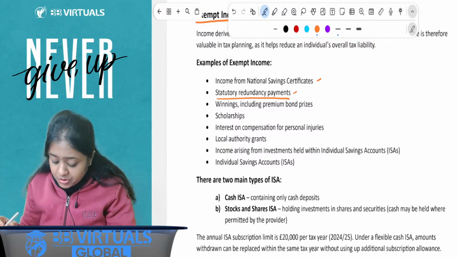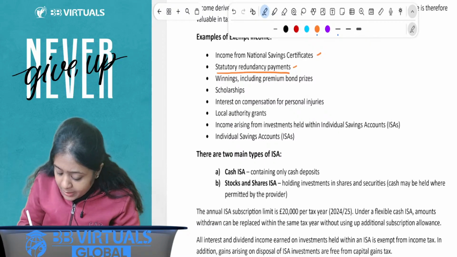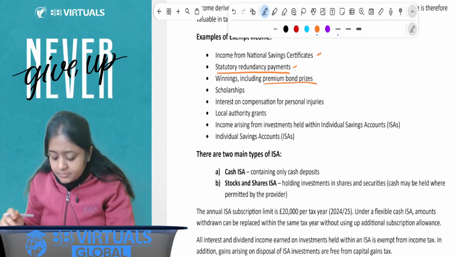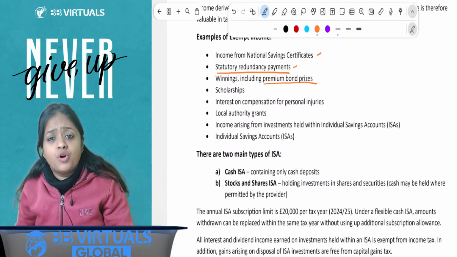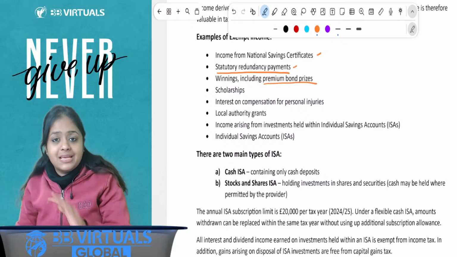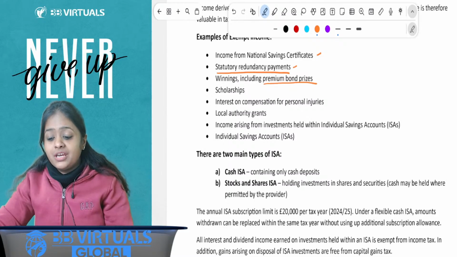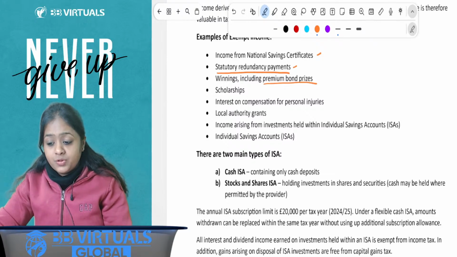Clear? Now let's go to the next one. Winnings including premium bond prizes. Winnings is basically like winning from race horses or all. That is exempt in UK. So that is contrary to Indian taxes. It is exempt in UK.